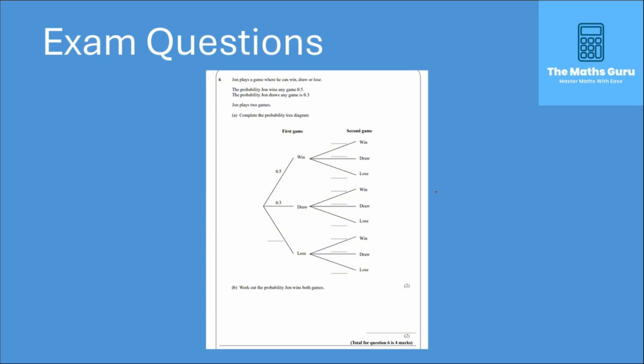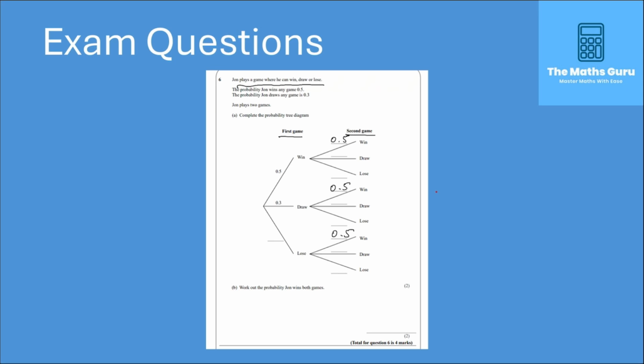So, getting started, we are told that John plays a game where he can win, draw, or lose. So, there's three possibilities. The probability that John wins any game is 0.5. So, first and second game, that basically means it's irrelevant. The probability that he wins any game is 0.5, so a win is 0.5, I'll write that in there.